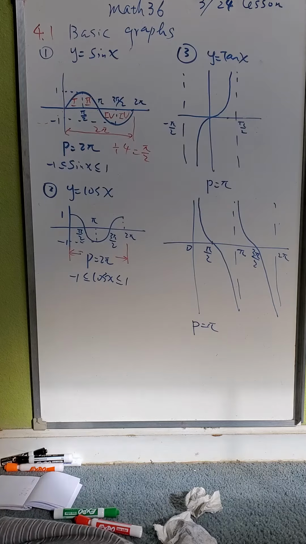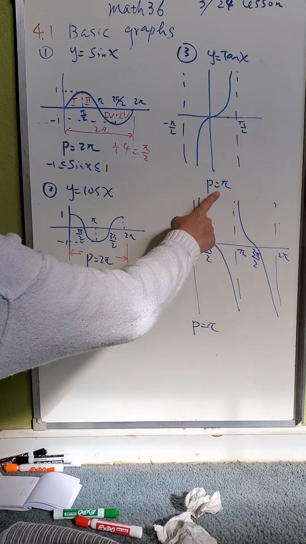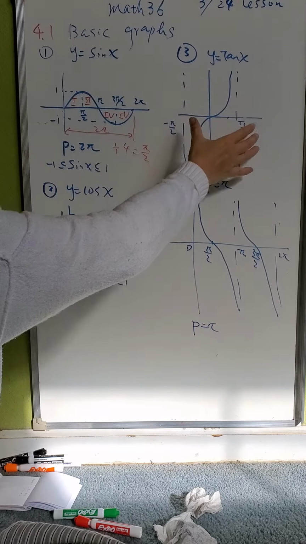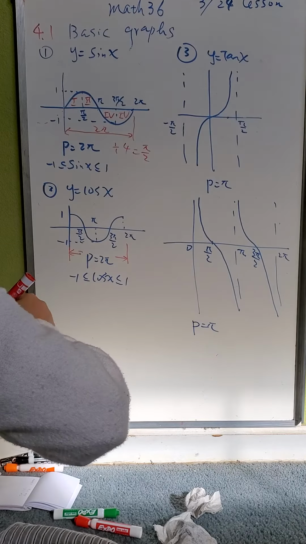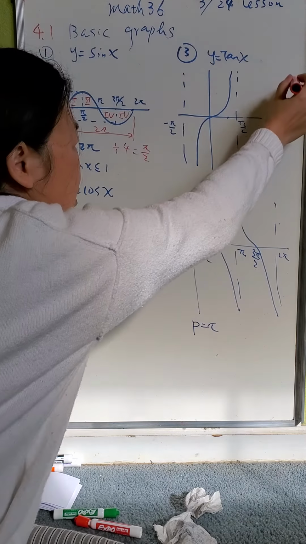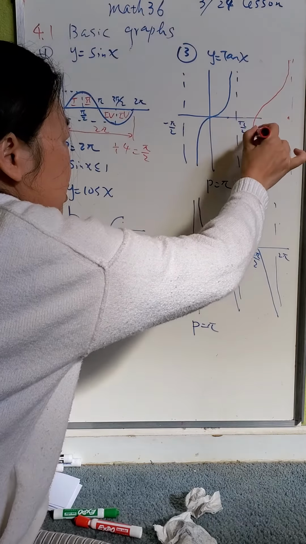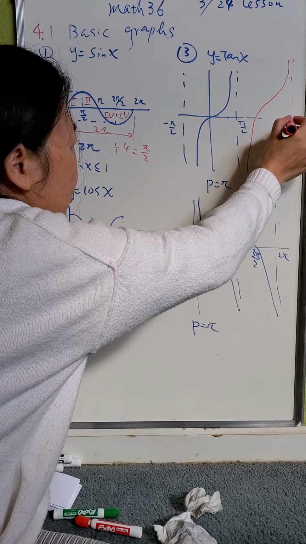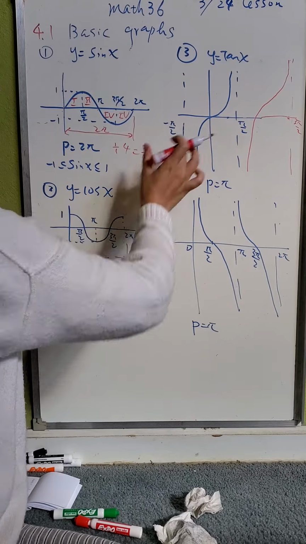And the next graph is the tangent graph. The cycle for tangent is pi, not 2 pi. So that means every pi they have one shape. Okay, every pi they have one shape come out. So if I add a pi here, then my graph is going to be like this. So every pi, so this is 3 pi over 2, so add a pi here. Then they're going to repeat the same graph.